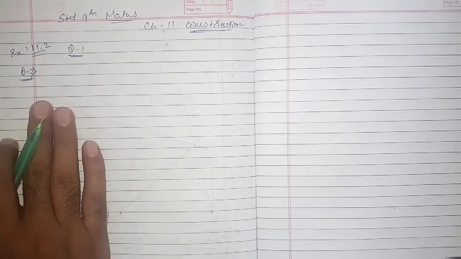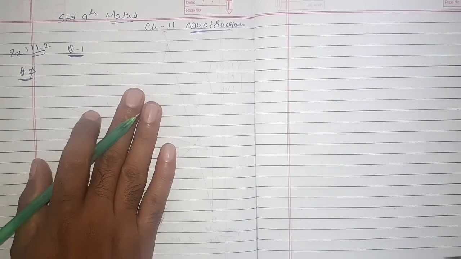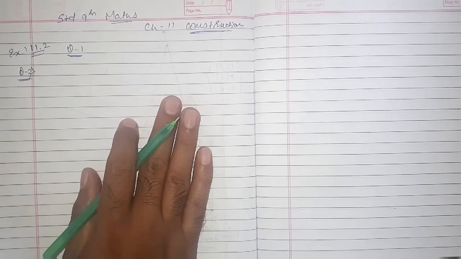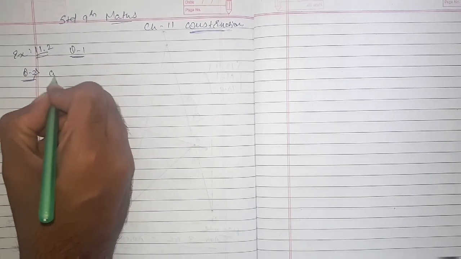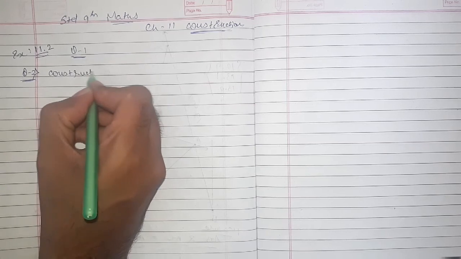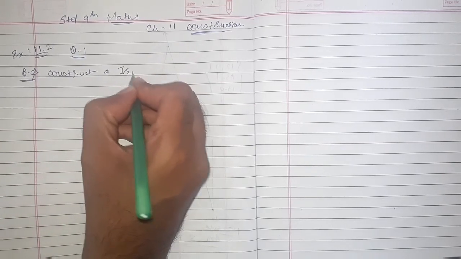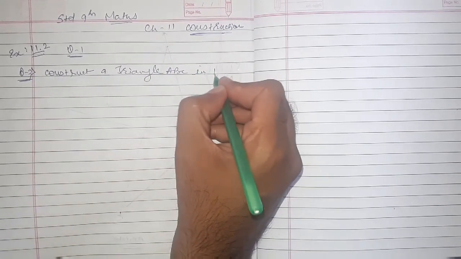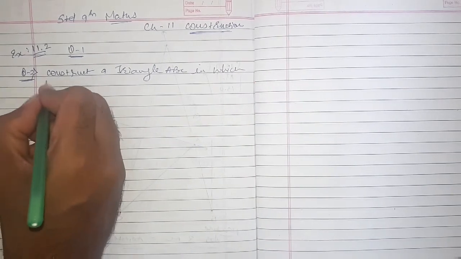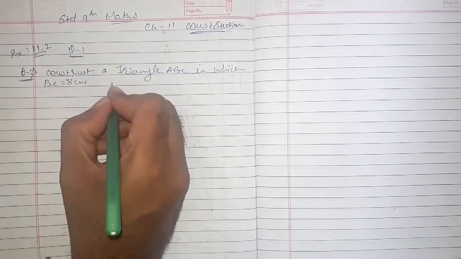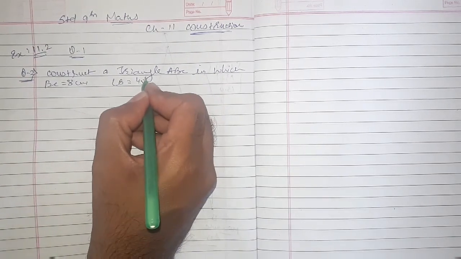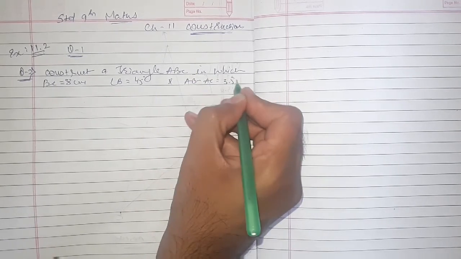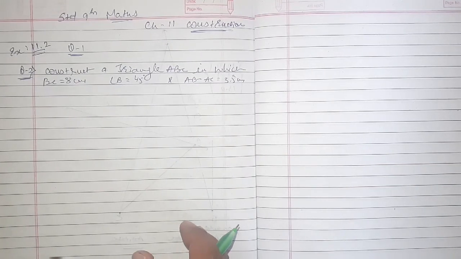So without wasting our time, let's start with how to construct a triangle using subtraction. Your question is: construct a triangle ABC in which BC is equal to 8 centimeter, angle B is equal to 45 degree, and AB minus AC is equal to 3.5 centimeter. Here the difference is given as AB minus AC.